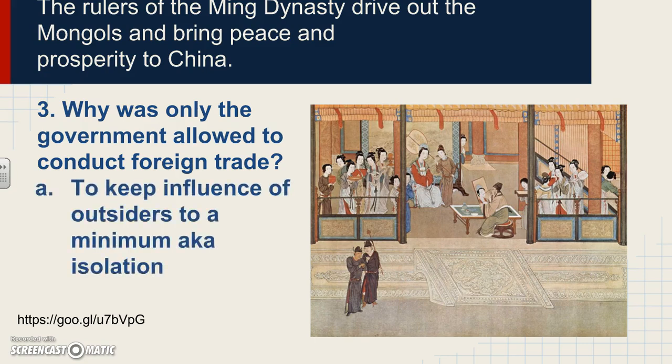So the question is why? Well, first of all, the main idea was to keep influence of outsiders to a minimum, otherwise known as they wanted to isolate themselves, right? The Chinese often thought of themselves as what they called the Middle Kingdom, as in China is the middle of the universe, not just the world, the universe. Everything revolves around China, and in a lot of ways they were right.